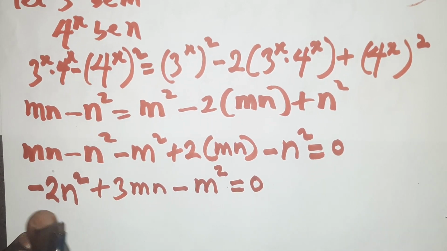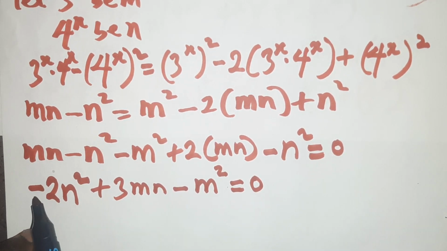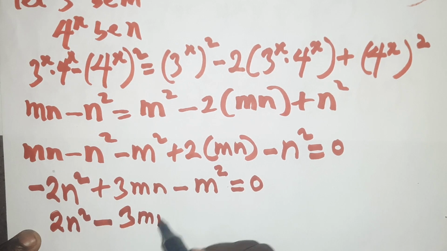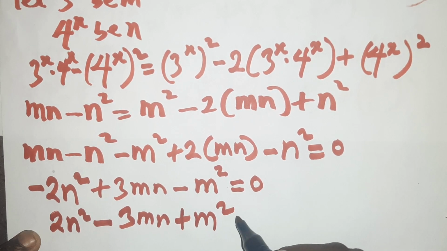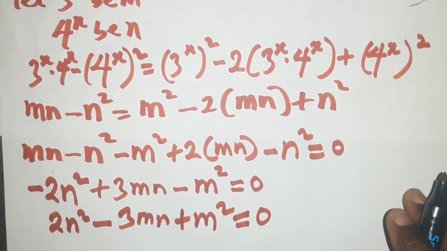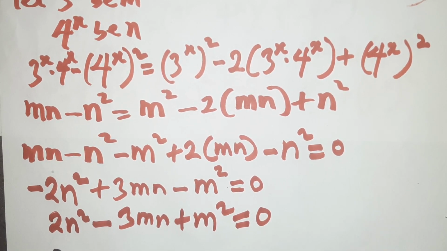And then I can multiply through by minus 1 to eliminate the negative sign here. So minus times minus gives me plus. This one gives me minus 3mn. And this one gives me plus m squared, then equal to 0. Then looking at this, I can now happily solve this by factorization method, because this is definitely a quadratic equation.